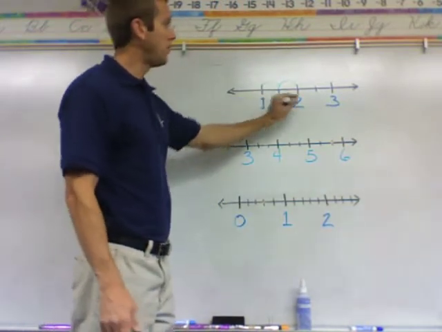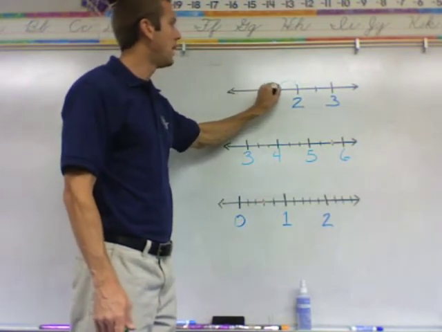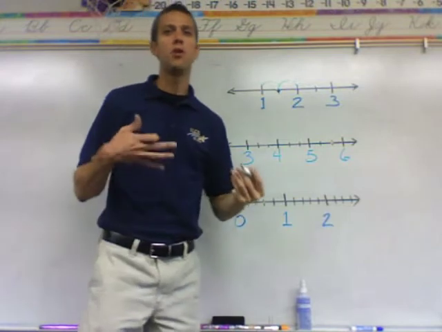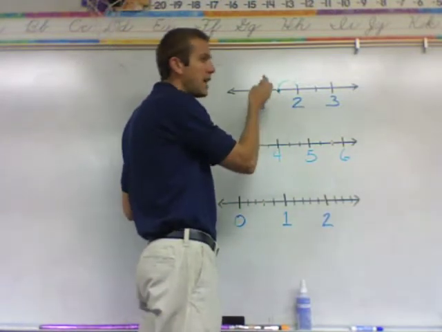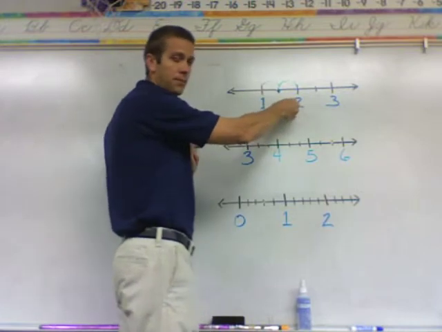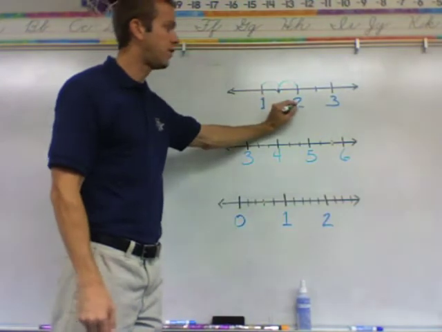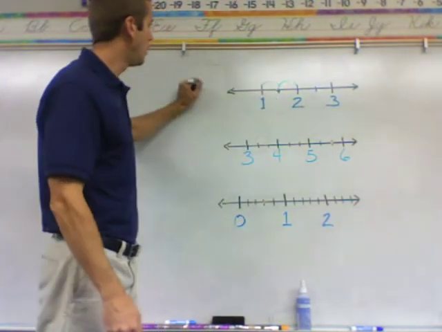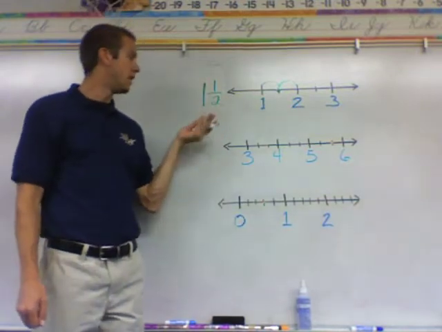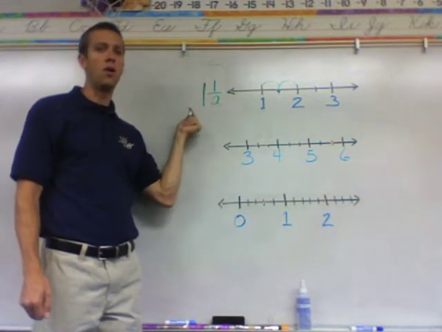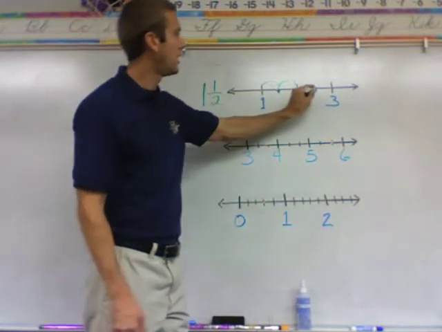So if there's 2 unit segments in between, and I have a little tick mark in the middle of 1 and 2, what would you call that mark? What is the value of this space right in the middle of 1 and 2? It's 1.5, right? Here's a whole. Here's 2 wholes. In between would be 1.5. So it's labeled like this, a mixed fraction, a whole with a fraction.